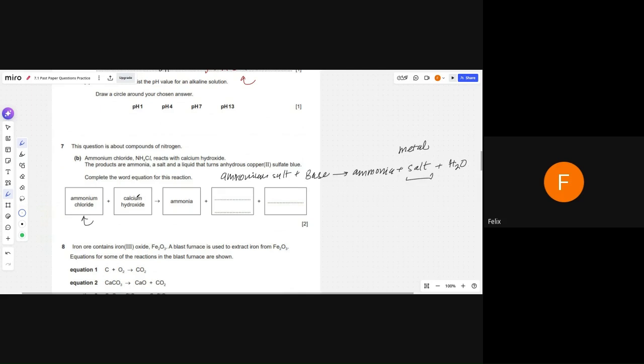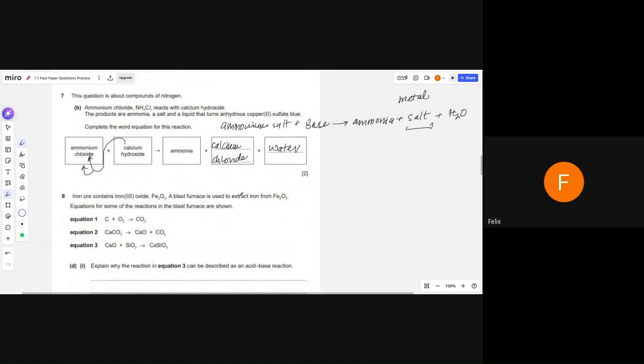So now here we need to name the metal salt. It will be calcium chloride. This calcium will combine with this chloride. So calcium chloride, and the other product is water. So I hope this is clear. Now we move on to the next one.